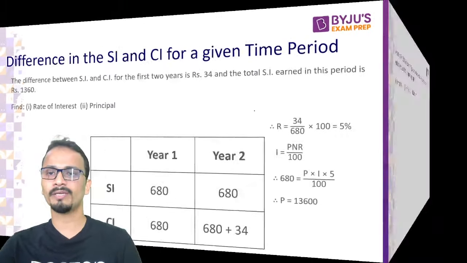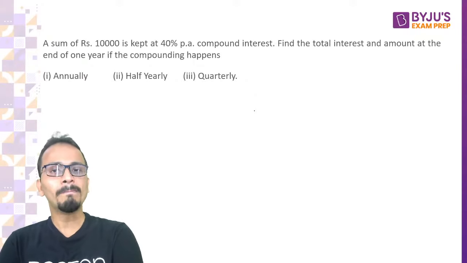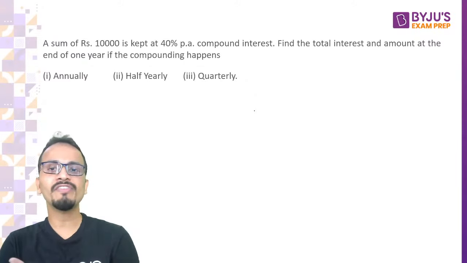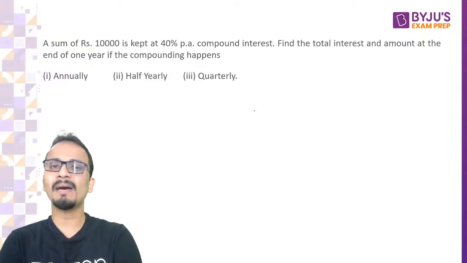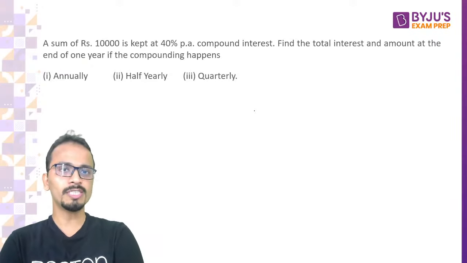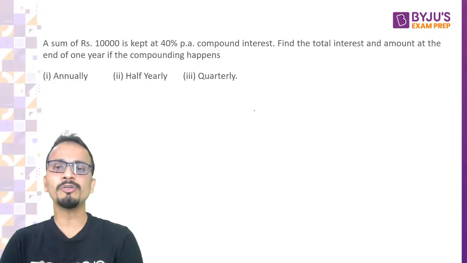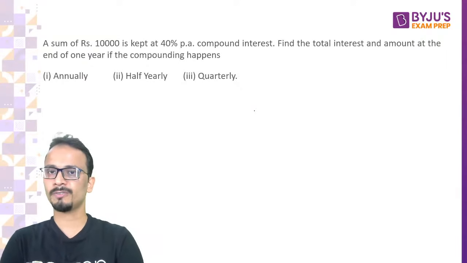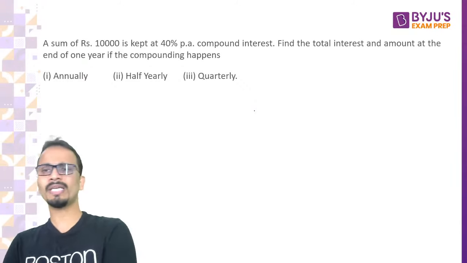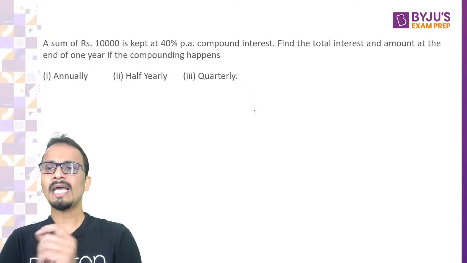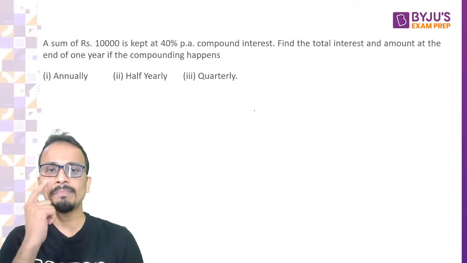All right. Now friends, let's move ahead and look at the next part. Now when compounding happens annually or half yearly or quarterly, what is the difference between these compounding periods? So the question says that a sum of 10,000 rupees is kept at 40% per annum compound interest. Find the total interest and the amount. So if you have interest, you can easily get the value of amount at the end of 1 year. So 1 year is given to you if the compounding happens annually.